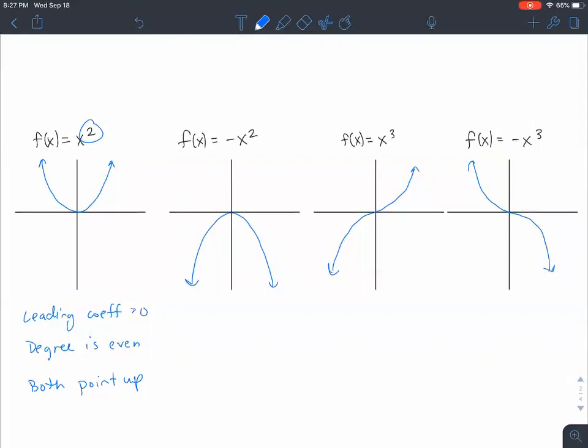In the second example, f of x is equal to negative x squared. My leading term is the only term I have, negative x squared. My leading coefficient is negative, or less than 0. My degree is even. So since my leading coefficient is negative and my degree is even, both ends point down.